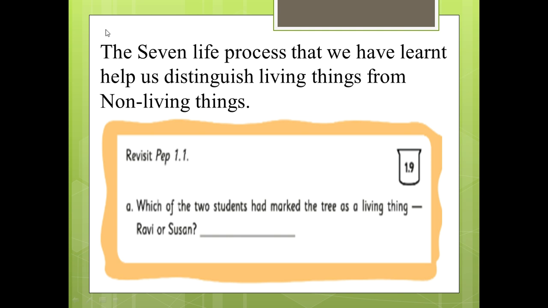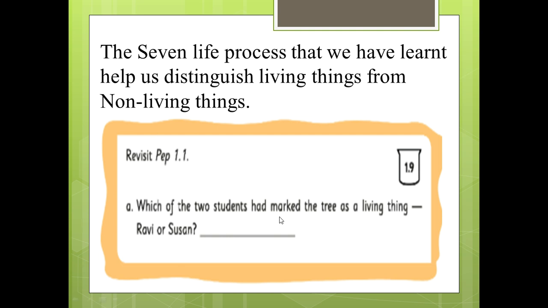Before going to the activity, the 7 life processes that we have learned help us distinguish living things from non-living things. So we saw the life processes, isn't it? Growth, nutrition, respiration, movement, sensitivity, excretion and reproduction. All these 7 life processes distinguish living things from non-living things. So here is an activity.